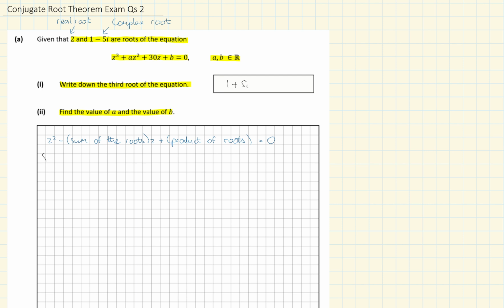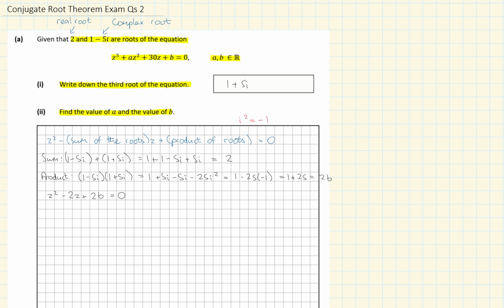Okay, so for the sum of the roots, it'll be 1 minus 5i plus 1 plus 5i. So that's 1 plus 1, and minus 5i plus 5i gives me 0i, so we get 2. And for the product, we're multiplying: 1 by 1 is 1, 1 by 5i is plus 5i, minus 5i by 1 is minus 5i, minus 5i by 5i is minus 25i squared. And we know that i squared is equal to minus 1. So that's 1 minus 25 times minus 1, 1 plus 25, which gives me 26. So our quadratic then is z squared minus the sum, which is 2z, plus the product, which is 26, equals 0.